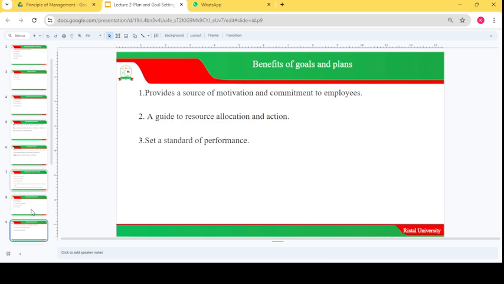And then let's look at the benefits of goals and plans. They provide a source of motivation and commitment to employees. They also guide resource allocation and action. They also help to set a standard of performance.